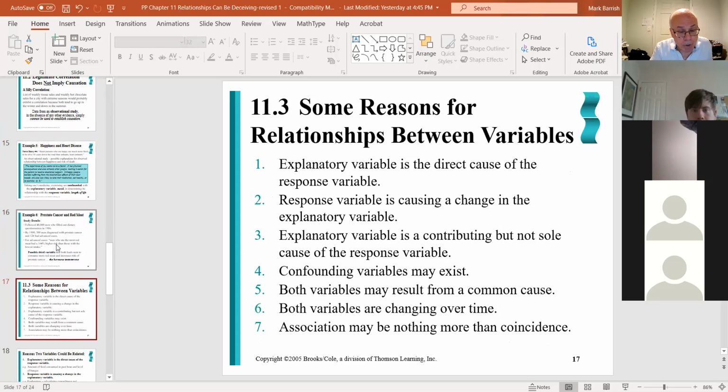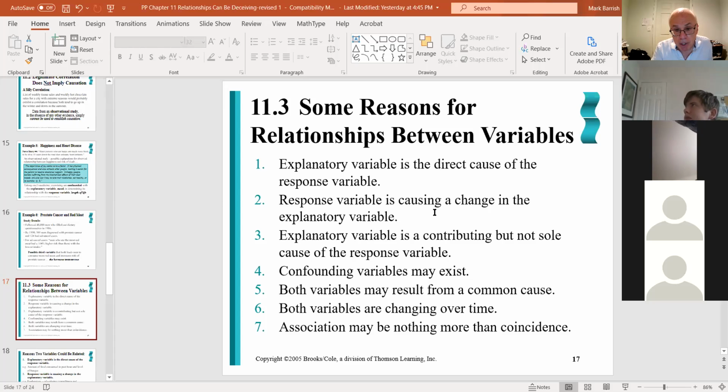Now, go look through those examples and go through the chapter. Some reasons that you may have relationships between variables. It's possible that the explanatory variable is the direct cause of the response variable. It is possible. Saying correlation does not imply causation doesn't mean there isn't a direct cause. It could be a direct cause. Possible that the response variable is causing a change in the explanatory variable. In other words, the cause could be reversed. That's possible too.